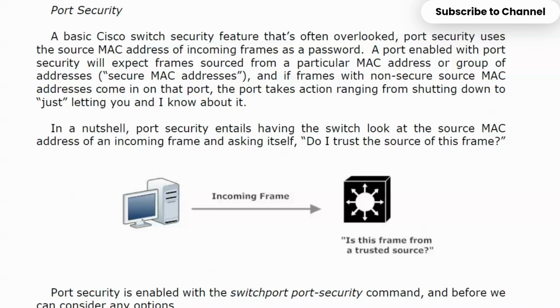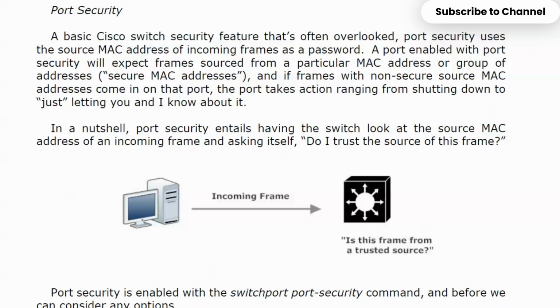You've got frames coming in on a port, and the switch asks itself, is this frame from a trusted source? That's it. That's port security. Now, of course, we have a few options we've got to know about, but this is what's going on. And of course, the decision there is, how do we decide if it's from a trusted source or not? Well, what we're going to have is a table of secure MAC addresses. And it could just have one secure MAC address in it.